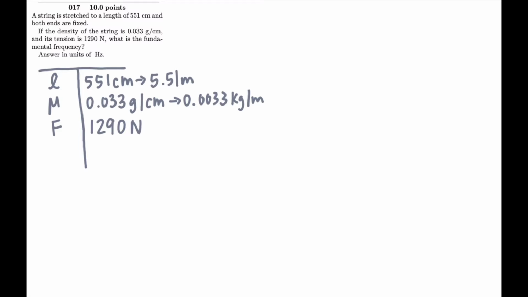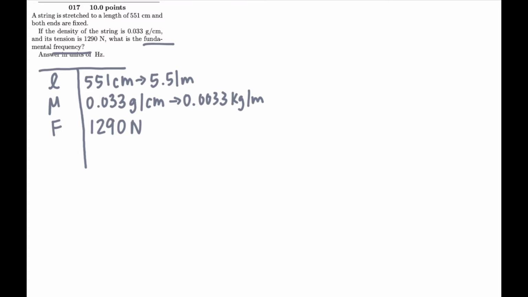So today we're going to be working on problem 17 from Quest Homework number 10. The problem reads, a string is stretched to a length of 551 centimeters and both ends are fixed. If the density of the string is 0.033 grams per centimeter and its tension is 1,290 newtons, what is the fundamental frequency? It wants the answer in units of hertz. So it's looking for the frequency.